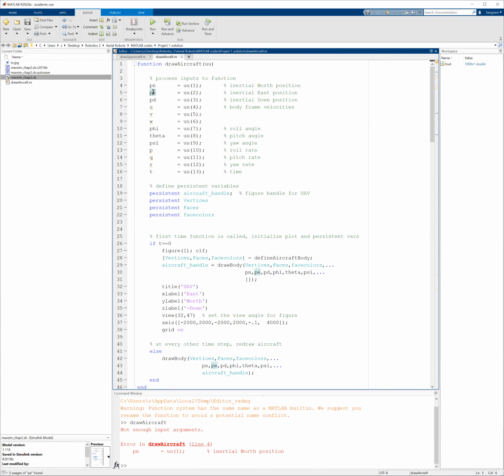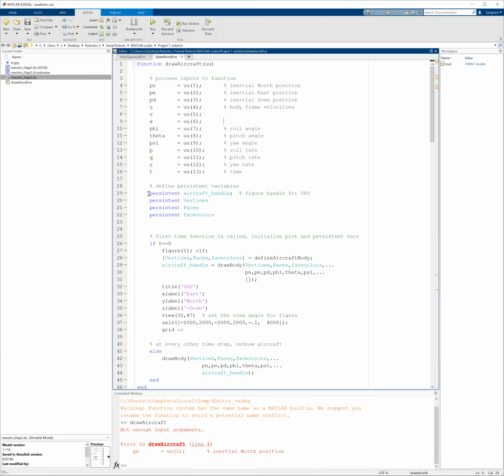P N, P E, P D are again with respect to the inertial fixed frame. However, U, V, and W are the body velocities expressed in the body frame. Remember the frame transformation: inertial to vehicle, vehicle to vehicle 1, vehicle 1 to vehicle 2, vehicle 2 to body. So these velocities U, V, W are in the body frame. Everything else is in the inertial frame.